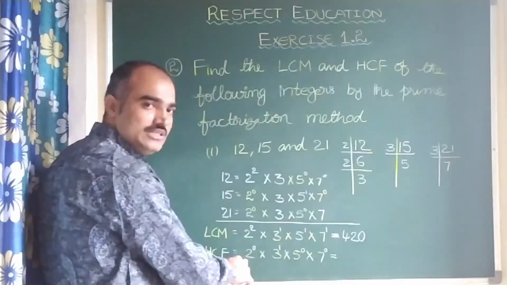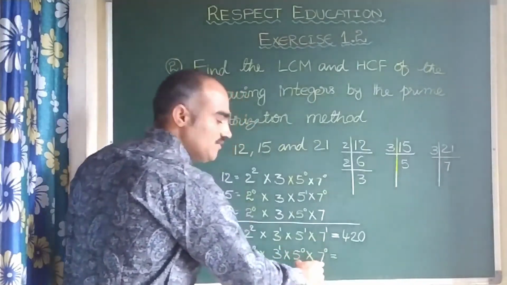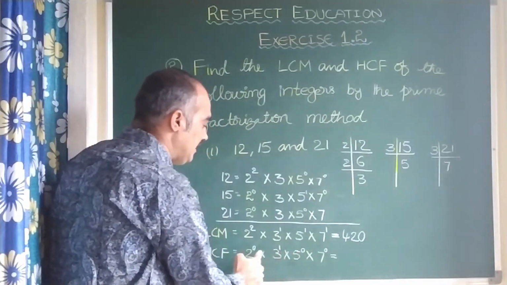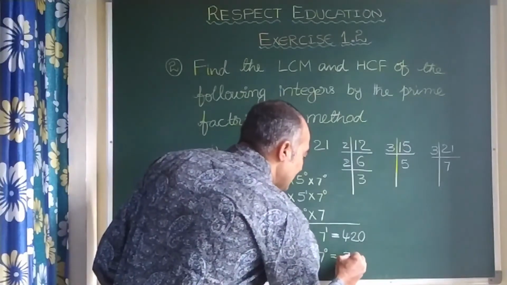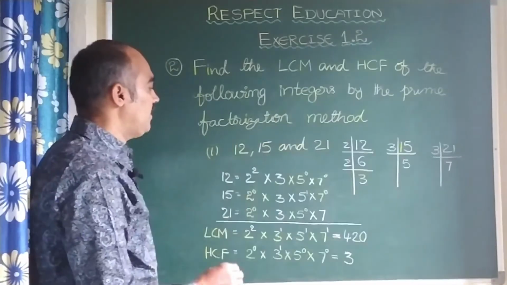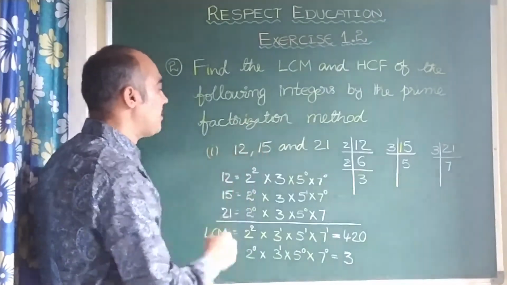Now you see 2 power 0 is 1, 3 power 1 is 3, it is 1, it is 1, 5 power 0 is 1, 7 power 0 is 1. So it is 1 into 1 1, 1 into 3 3, 3 into 1 3. So here finally HCF is 3. Clear? This is how we can find easily LCM and HCF for the given numbers in the method prime factorization.